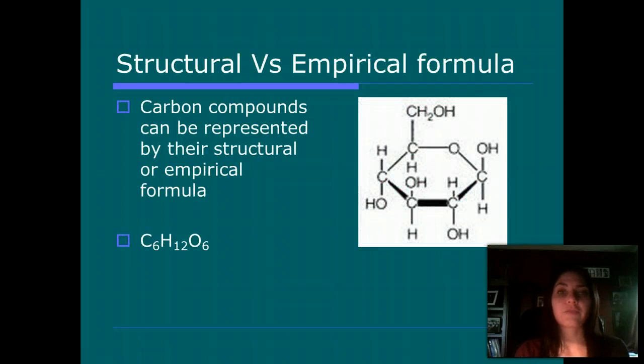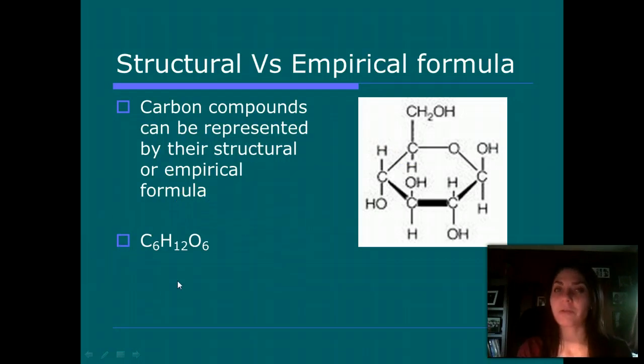There are 2 ways of representing the different elements that you find in some type of compound. We have structural versus empirical formulas. So right here would be a structural formula. You see the actual structure of it, kind of like a building, or you could break the building down and see all of those beams. That's a structural formula. Or we can use an empirical formula.